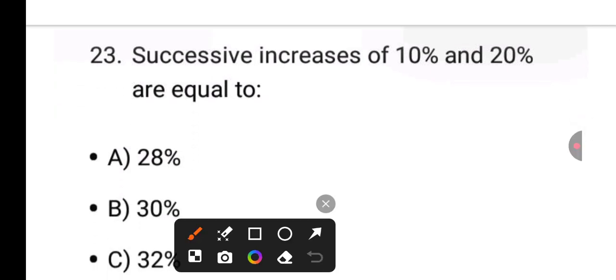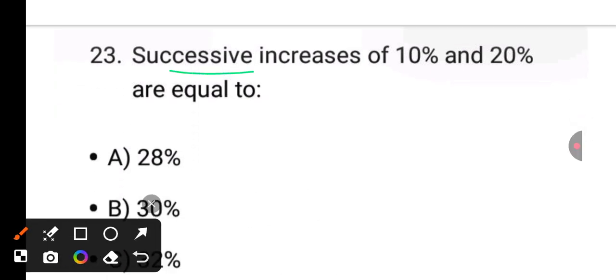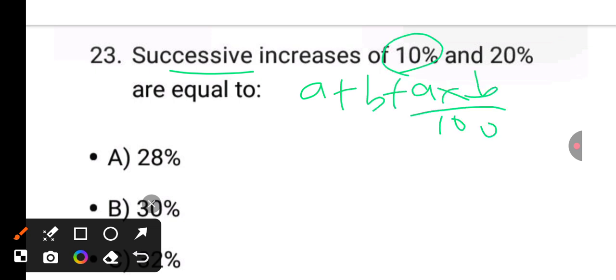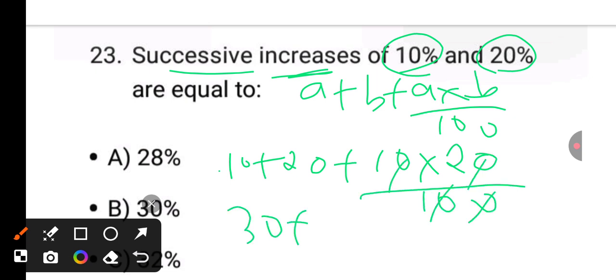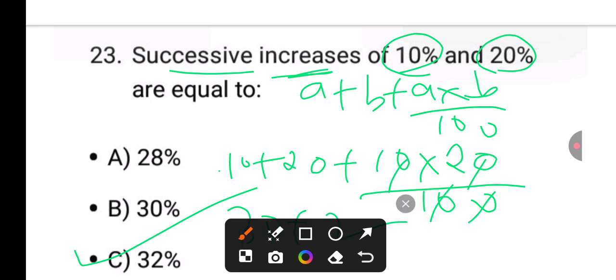Next one, very important one, successive increase. See, formula: A plus B plus A into B divided by 100, where A equals 10, B equals 20. It is increasing, means plus 10 plus 20 plus 10 into 20 by 100. See, it is 30 plus 2. It is 32. 32 is the answer.